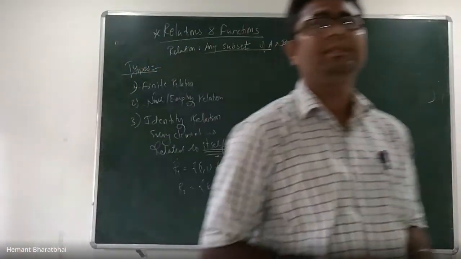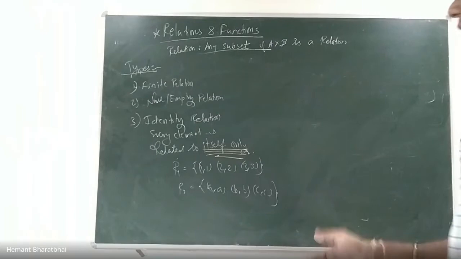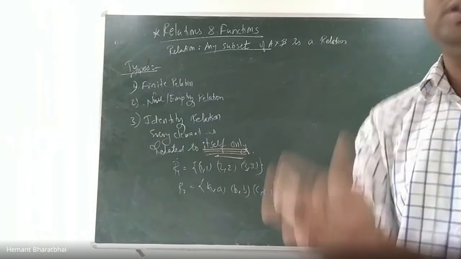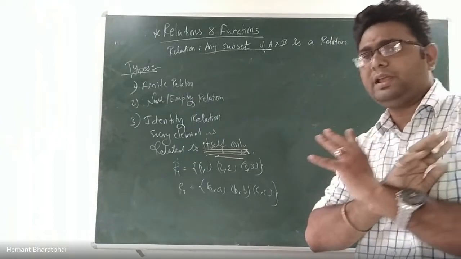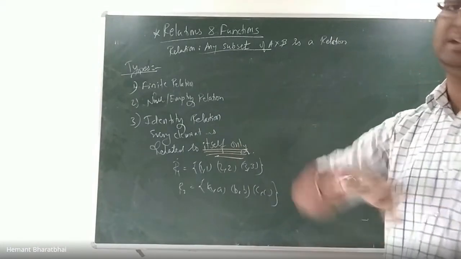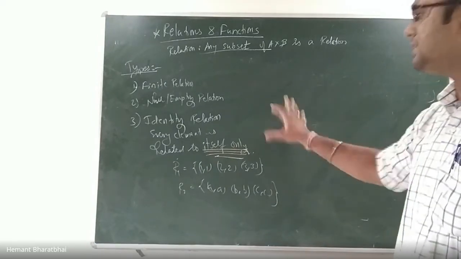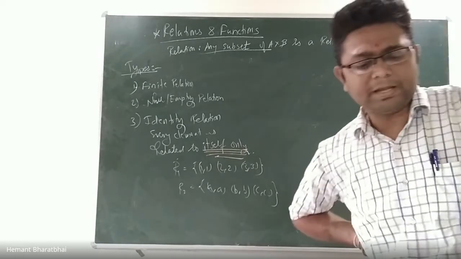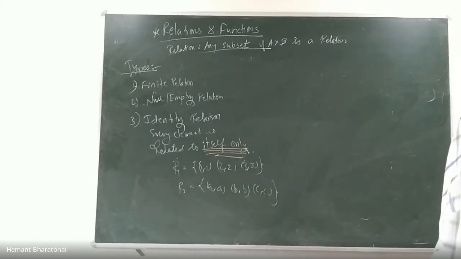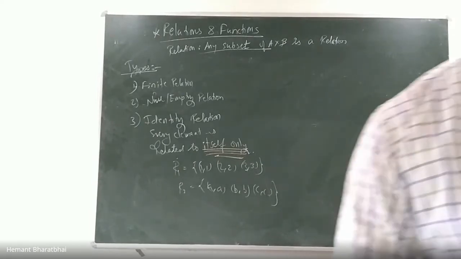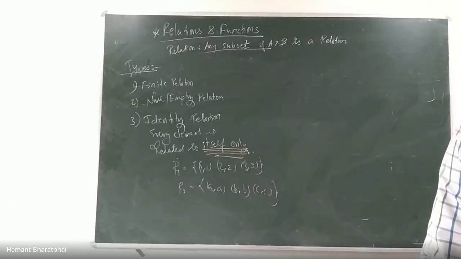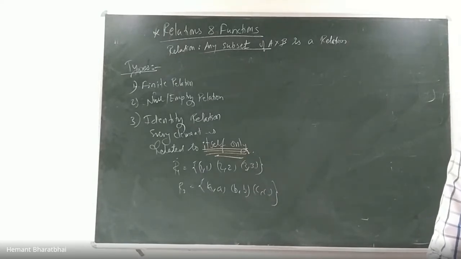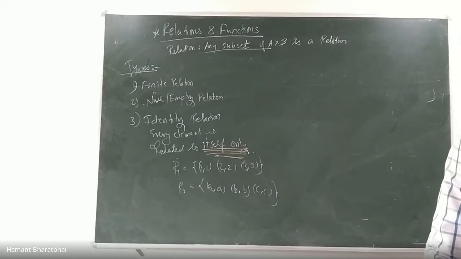Okay. A relation where every element of a set is related to itself only, not making a relation to any other element except itself, such a relation is called an identity relation. Then we have the next type of relation.